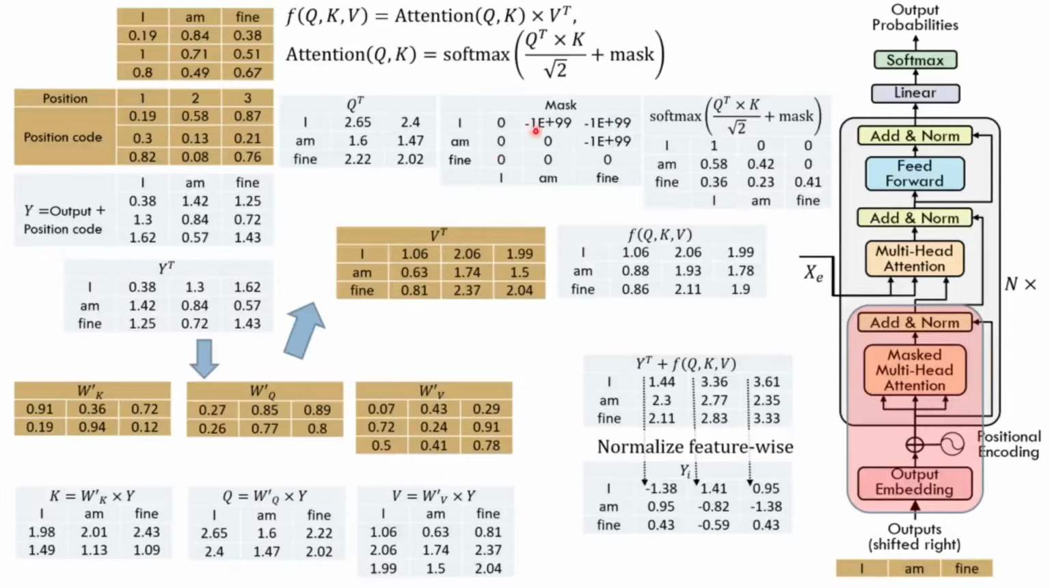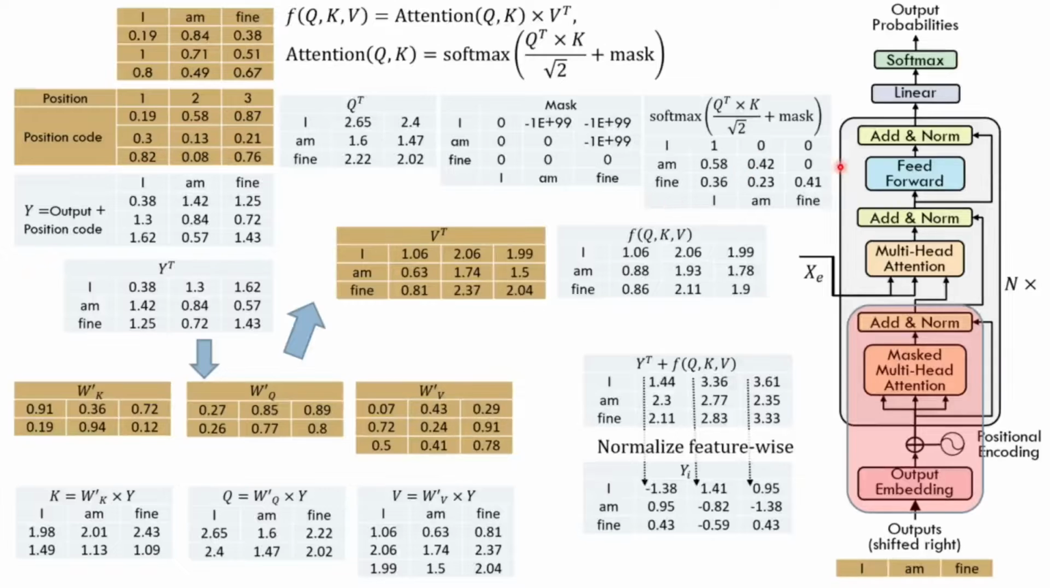Similarly, when "am" is to be produced, it can pay attention to the previous word and itself, its current position, but is not allowed to pay attention to the future position. That's why this "fine" is negative infinity. But "fine" is allowed to pay attention to all the three words. So this is what it means, that it is not allowed to pay attention to future tokens. When "am" is to be generated, "fine" is a future token, so "am" is not allowed to pay attention to "fine". That is what is achieved through this masking.